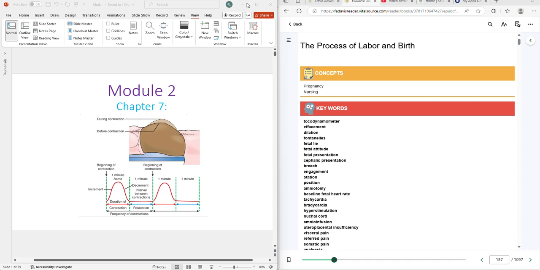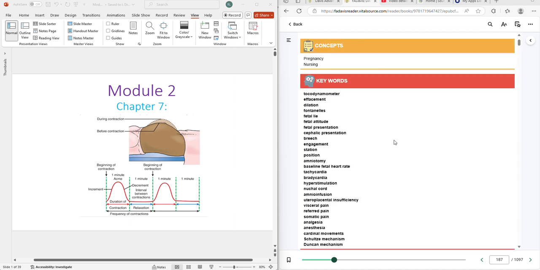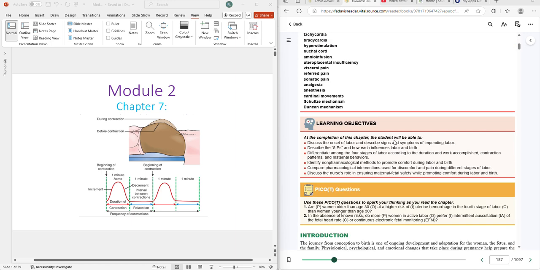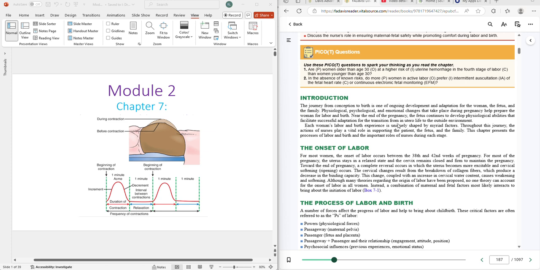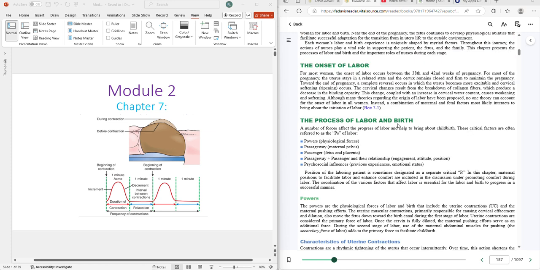Okay, so this is chapter 7, the process of birth, labor and birth. It starts on page 187. Flip over to 188. These are some key words, of course, in the front of your chapter and some learning objectives, but you need to go by the learning objectives that are in your syllabus that you have or will get. So it's talking about the process and labor of birth.